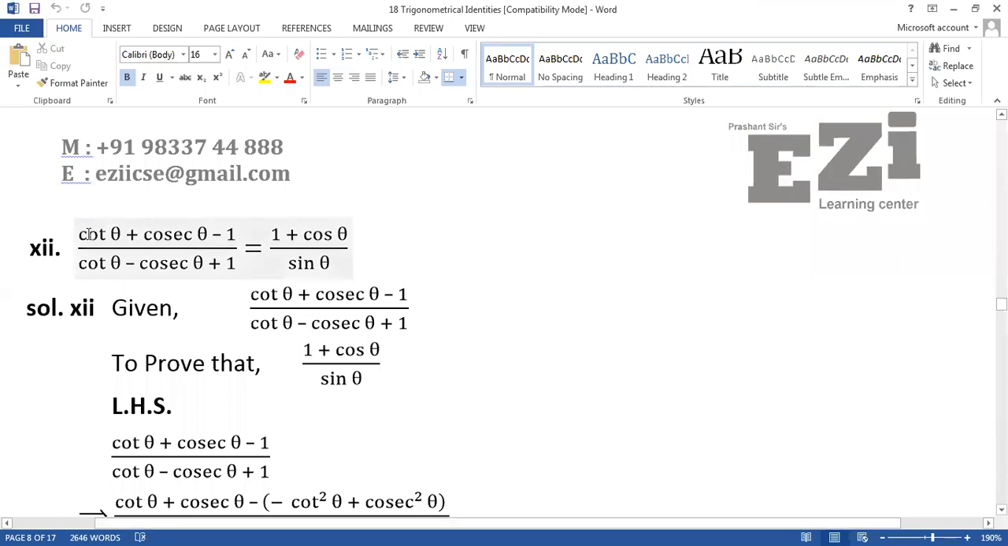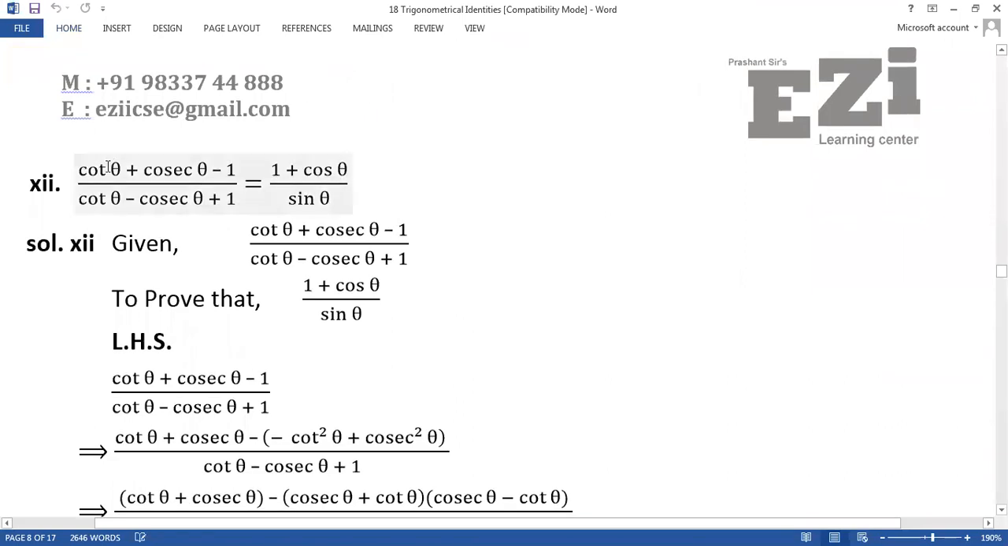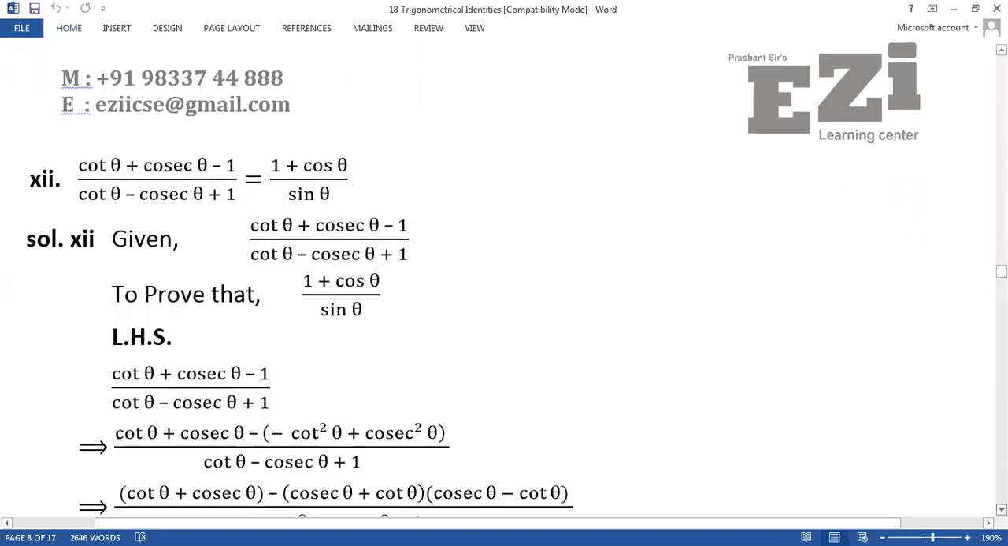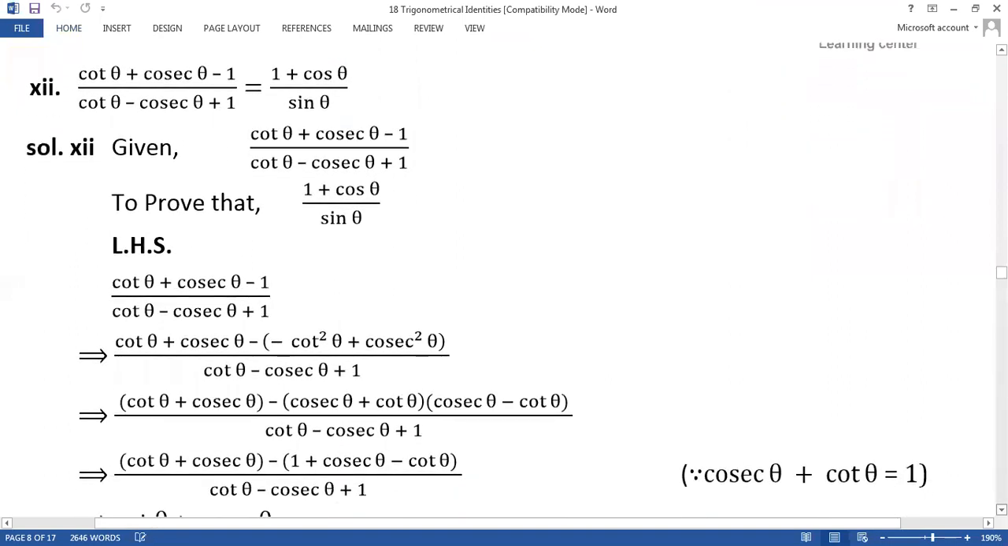So, look at this sum. What is this sum, student? Cot theta plus cosec theta minus 1 whole thing upon cot theta minus cosec theta plus 1. We'll have to prove that it's equal to 1 plus cos theta upon sin theta. So, student, we will start with LHS. We'll quickly copy down the LHS. And now, what is this LHS? Cot theta plus cosec theta minus 1 upon cot theta minus cosec theta plus 1.